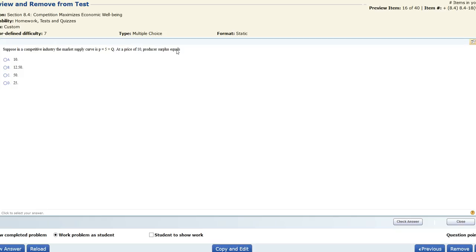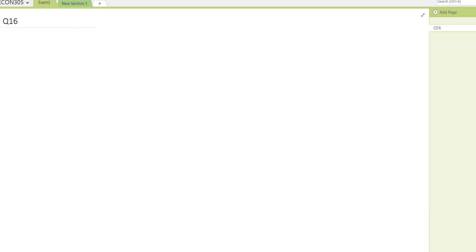So for this type of question, to calculate consumer surplus, producer surplus, or sometimes deadweight loss, I think it's a good idea to draw a picture. So let me do that here. So this is the price line, price axis, and this is the quantity and price.